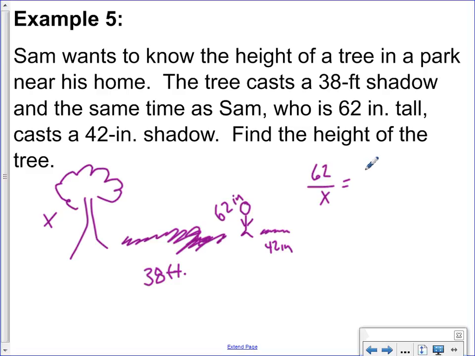You went small to big, small figure versus the big figure. So you've got to go 42 is to 38. Did anyone set it up a different way?